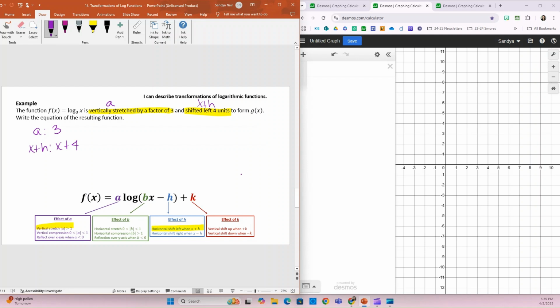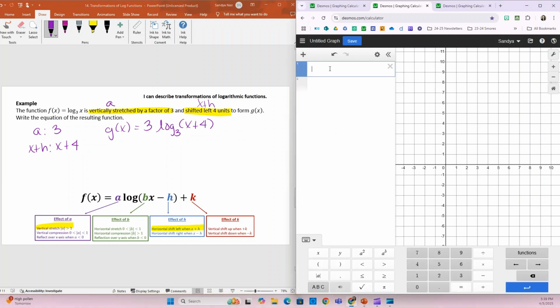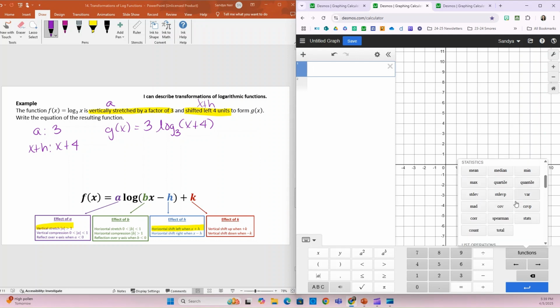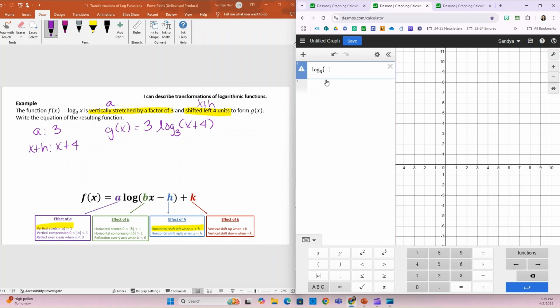So let's go ahead and write this new transformed function. We're going to start off with the parent function, which is the log base 3 of x. But instead of x, we're going to put that x plus 4 here in parentheses, and then that a needs to go in front. Okay, so we have 3 times the log base 3 of x plus 4. So we can go ahead and graph this in Desmos. Remember, to do logarithms of a base other than the natural log or the common log, we need to go down here and choose log base a. The base, I'm going to enter 3, and then I'm going to type x for the parent function.